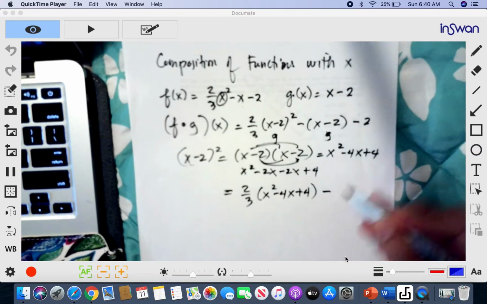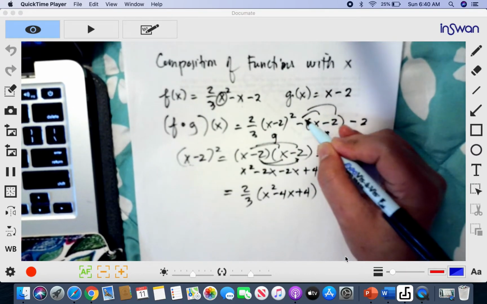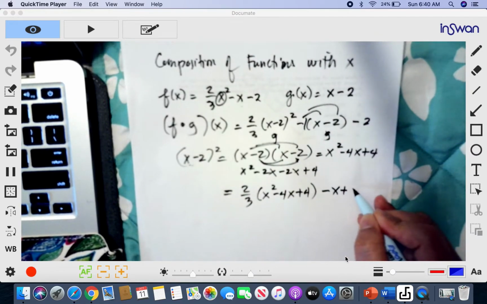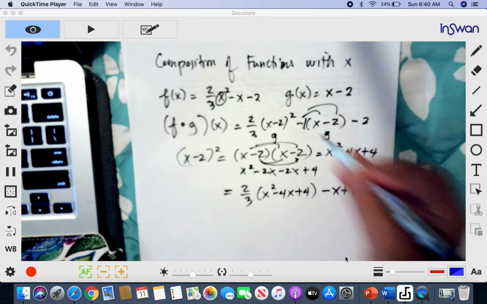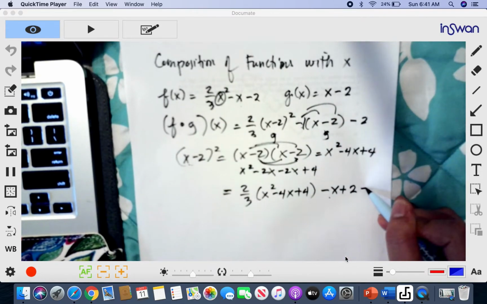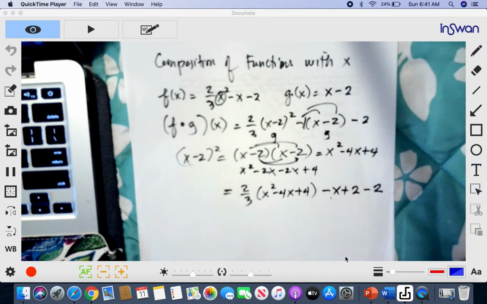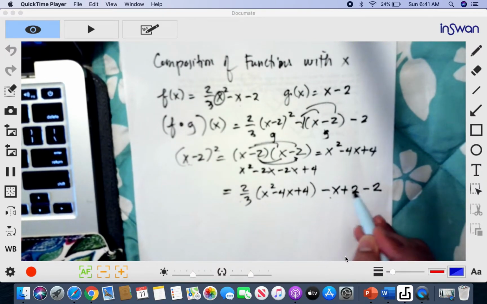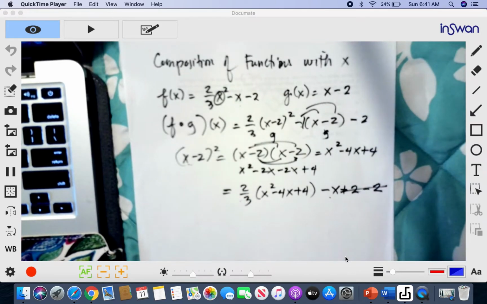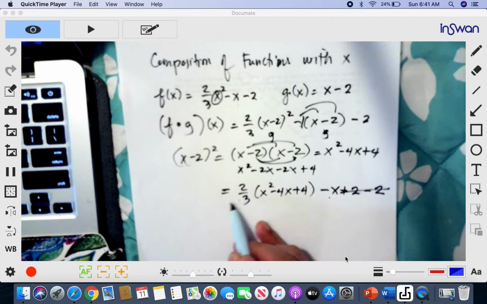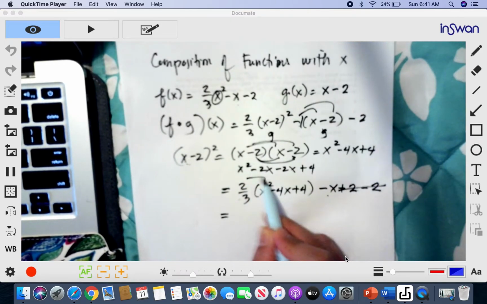Minus, so you see, you will have to distribute a negative 1 here. So you have negative x plus 2, because negative times positive is negative, and negative times negative is positive. And there's a minus 2 here. Now we will have to distribute 2/3. As you can see, I can already cancel 2 minus 2 because that's 0. So what's left now is to multiply 2/3 to each of these.